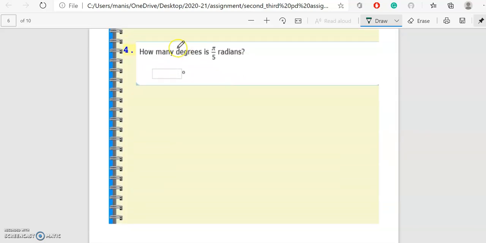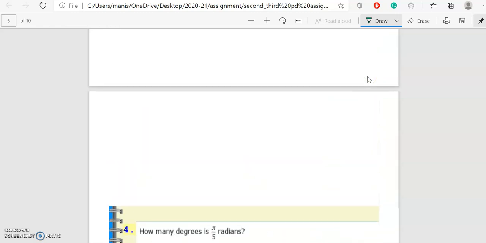Now this question is the same. It says how many degrees is pi? Oh, this is a different one. It says how many degrees is pi over 5 radians. So I'll write over here. Now keep in mind it is asking you to change from radians to degrees.